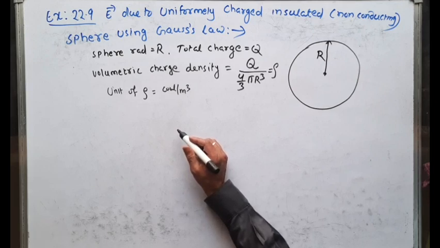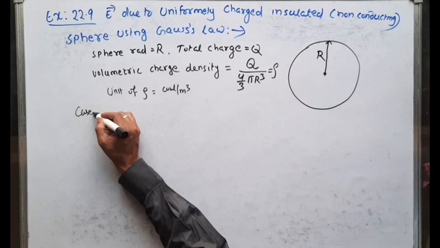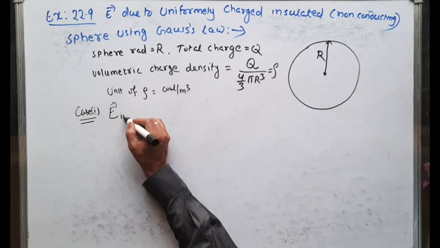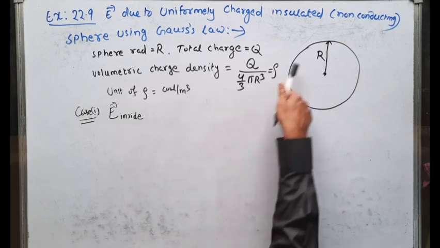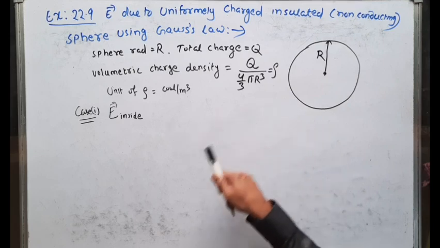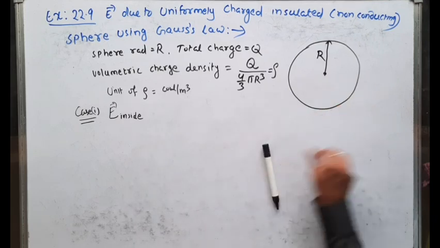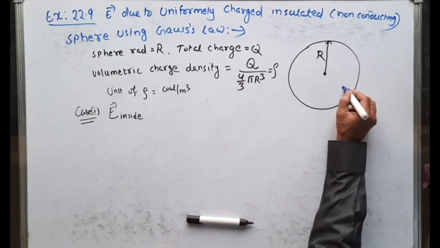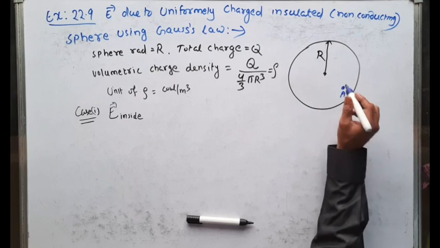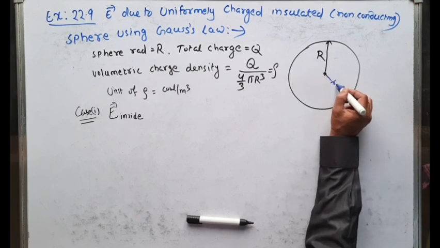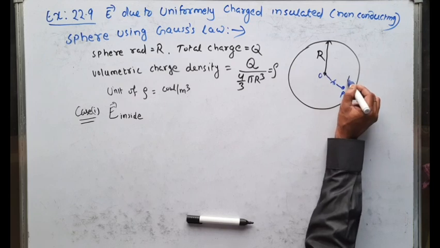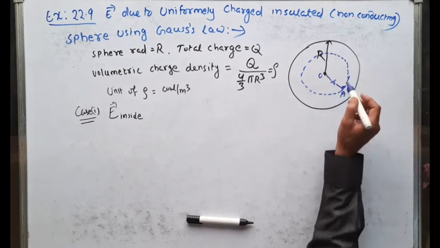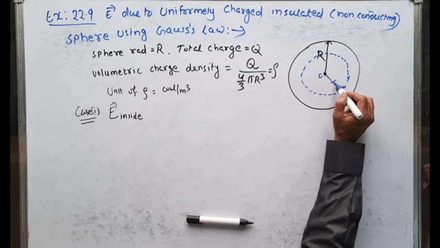So now what will we find? First we will find case 1: the electric field intensity inside the non-conducting charged sphere, at an internal point. According to Gauss law, to find the electric field intensity at any internal point, let us say A is the internal point at r distance from the center. To apply Gauss law, we have to take a Gaussian surface. That Gaussian surface is a sphere of radius r.